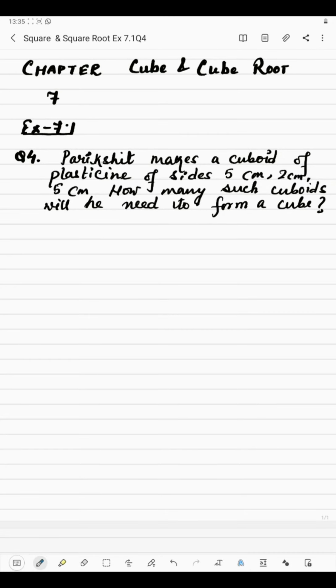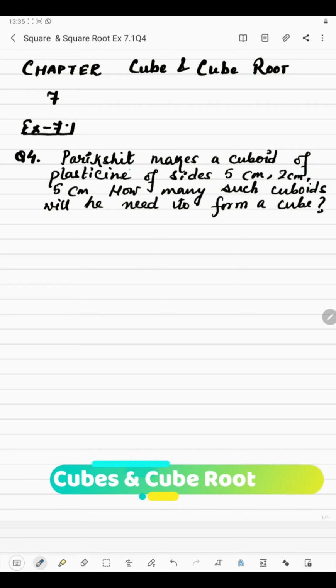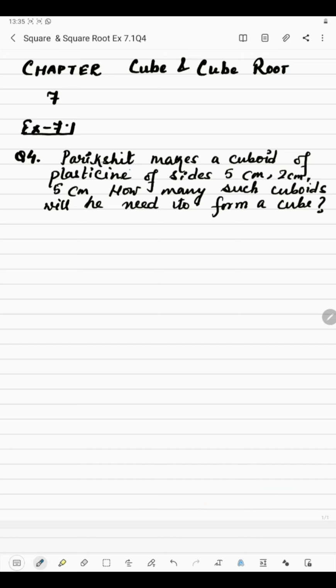Now in the next question we have: Parikshit makes a cuboid of plasticine of sides 5 cm, 2 cm and 5 cm. How many such cuboids will he need to form a cube? So here this is a cuboid of side 5 cm, length and height also 5 cm, and the thickness is 2 cm.